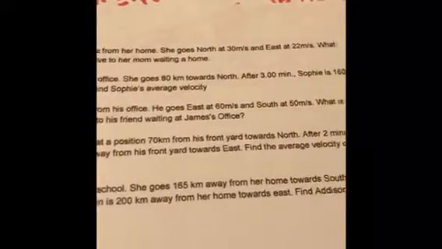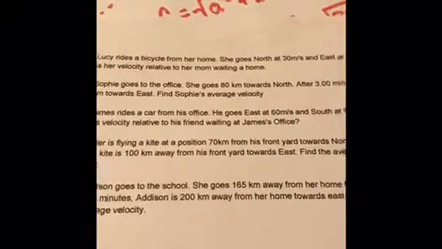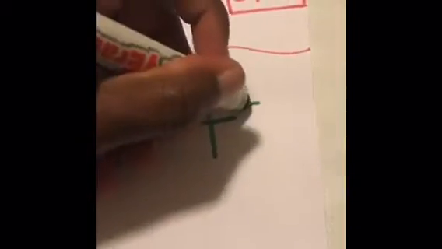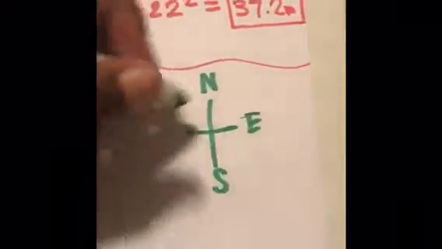The second problem says that Sophie goes to the office. She goes 80 kilometers towards north. After 3 minutes, Sophie is 160 kilometers towards east. Find Sophie's average velocity. So we would start this problem the same way. We need to draw a compass rose. So this is north, east, south, and west.